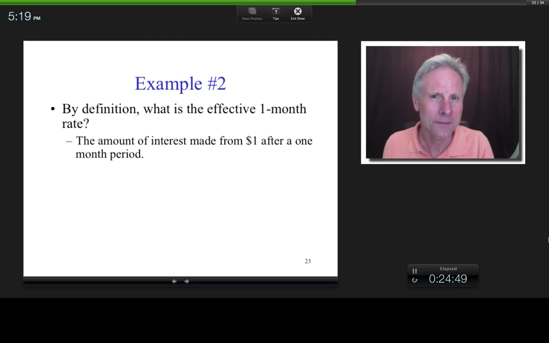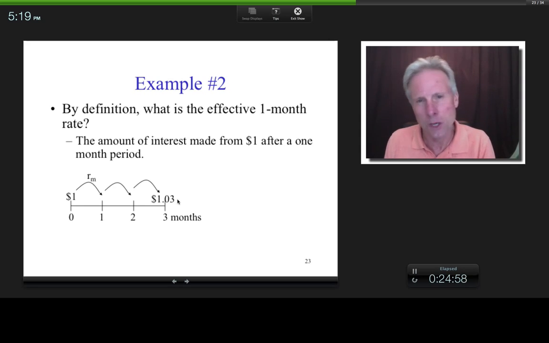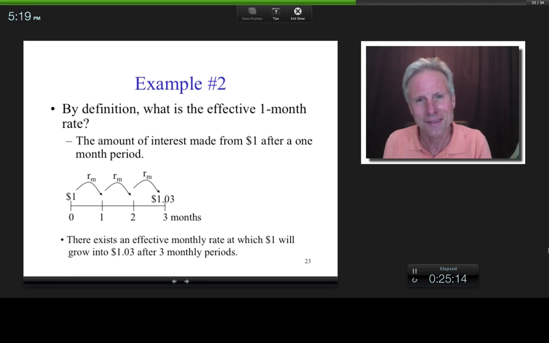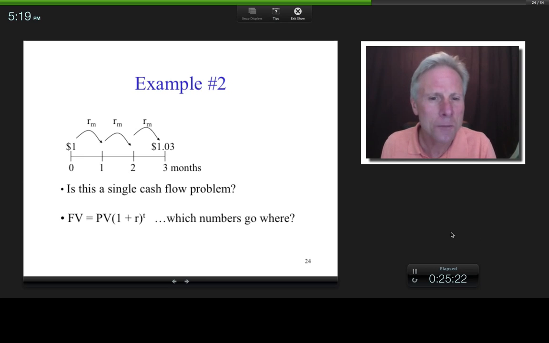3, right? So in other words, another way of looking at this is that we know that if we begin with $1, after 3 months, it better grow to $1.03. That's our benchmark, if you will. So the question is, does there exist an effective monthly rate such that $1 after monthly compounding will grow into $1.03? It does, right? And is this a single cash flow problem? It is, right? So which numbers will go where?